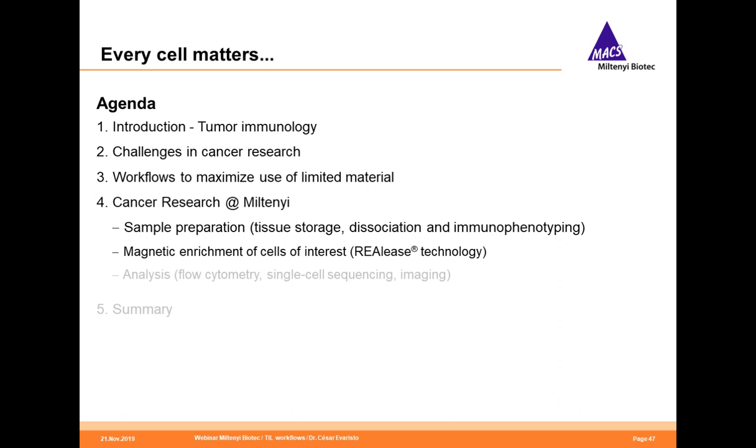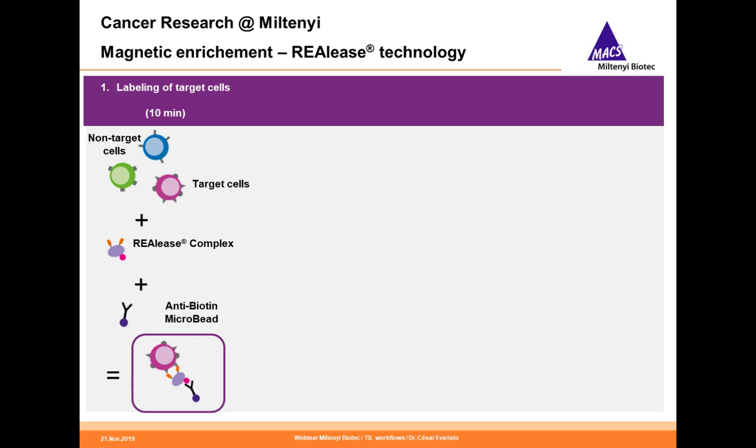Because these cells are so often found in low frequencies, we developed new reagents for the magnetic isolation of T cells specifically from the tumor based on the new REAlease technology. Briefly, the REAlease technology relies on recombinantly engineered low-affinity antibody fragments that are multimerized in the REAlease complex. Cells are labeled with these biotinylated complexes and anti-biotin microbeads.